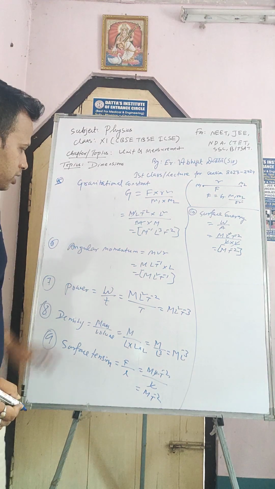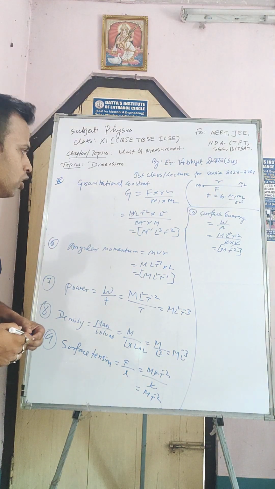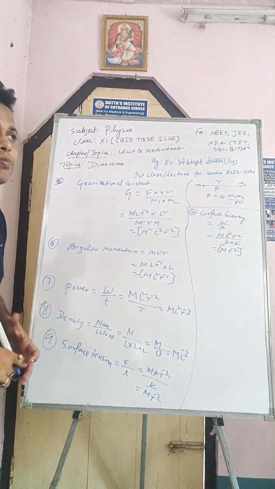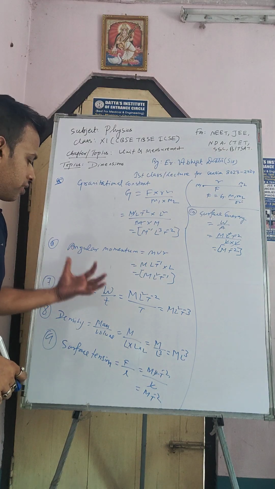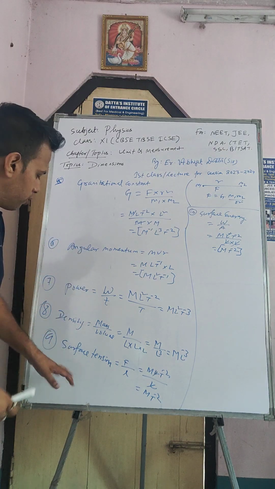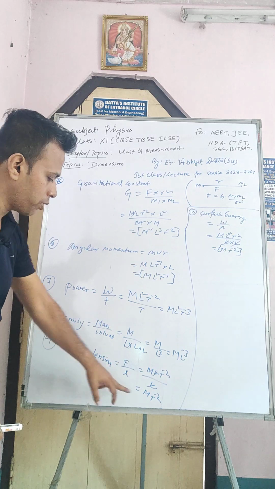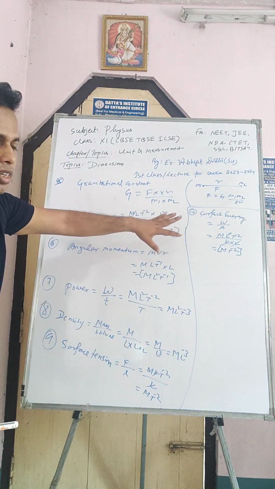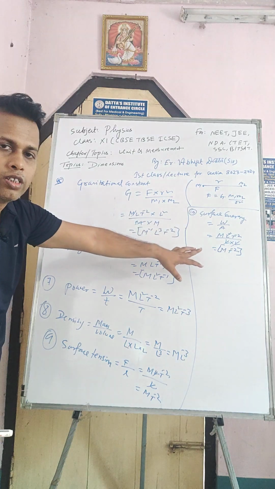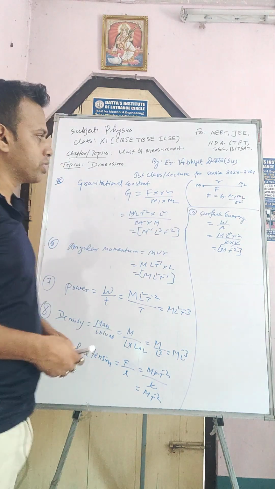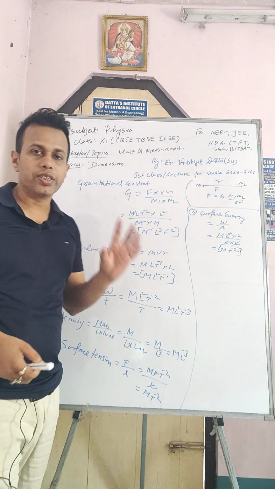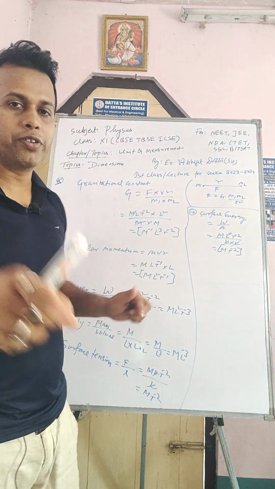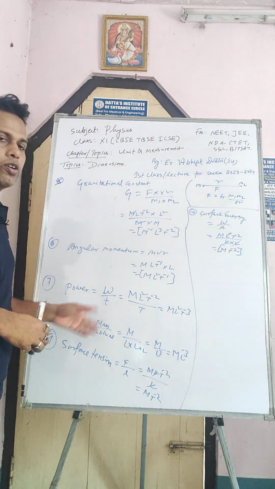Or they may ask which of the following have the same dimensions. Okay, look here. Surface tension is force by length, dimension is MT^-2, and surface energy is also work by area, dimension is also the same. So there may be a question which of the following physical quantities have the same dimension? I will do that in the questions. One question I will do from this topic.